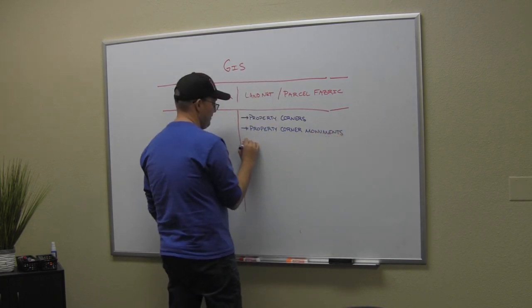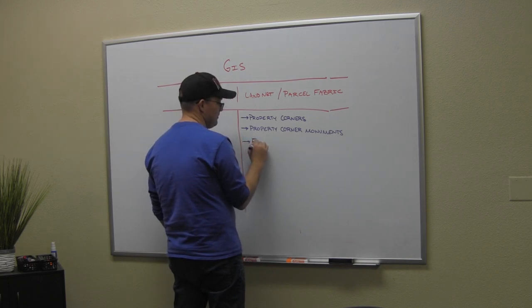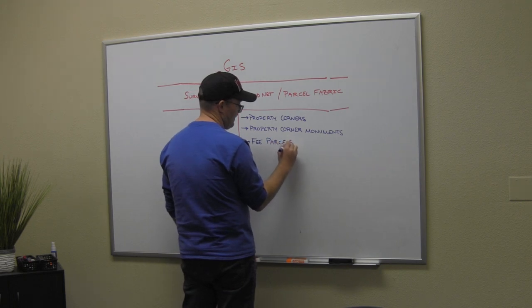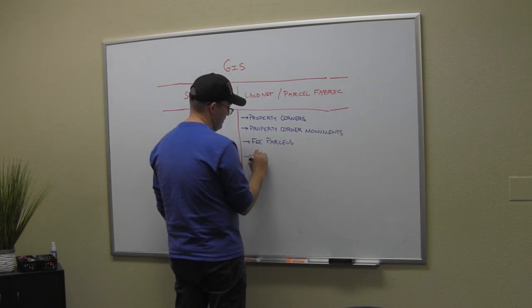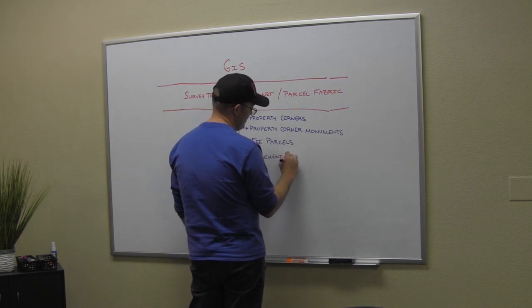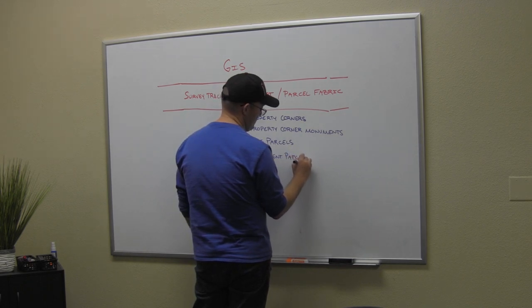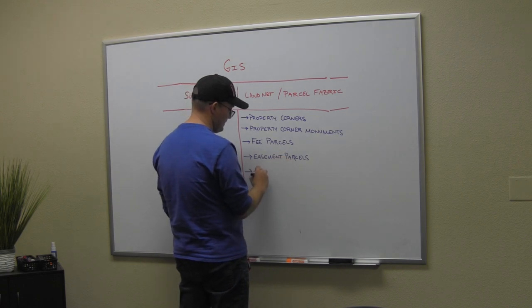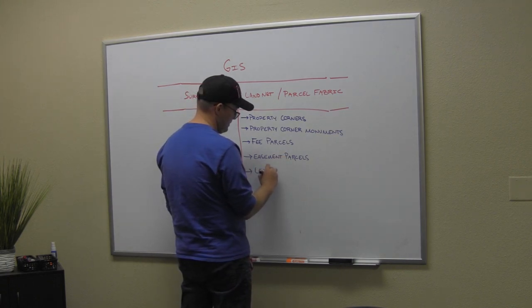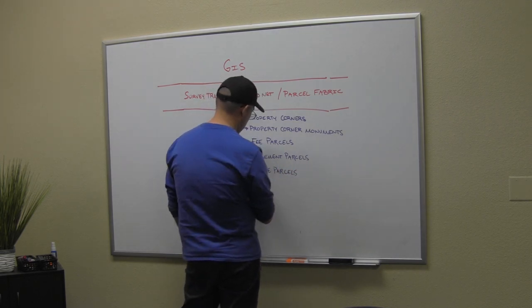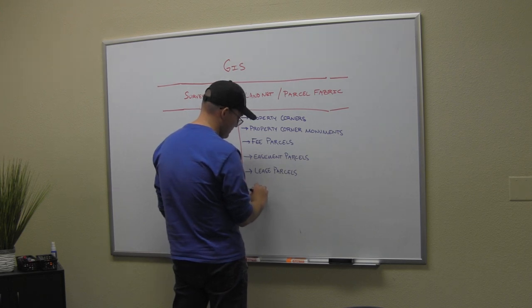Then we're going to have what we call fee parcels. And we're going to have easement parcels. We're going to have lease parcels. And then we'll probably have one more layer called boundary surveys.